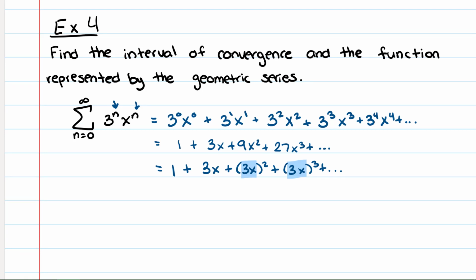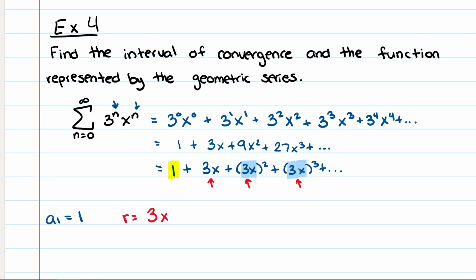So our first step is to identify our first term. So a sub 1 is 1. And we get that because, again, that's the first term of our series. The next step is to identify r. So r is the number inside of the parentheses every time. So it's this 3x. So r is actually equal to 3x. And it's okay that it's a variable. That's perfectly fine.